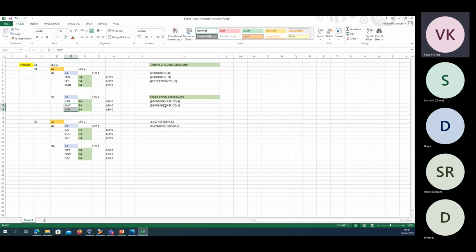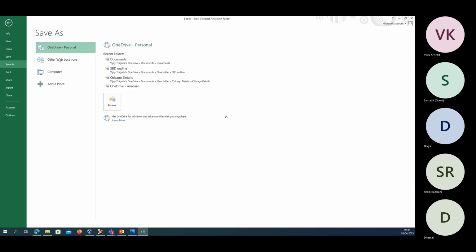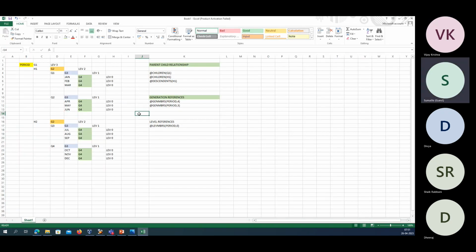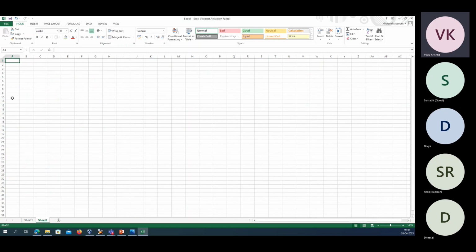Even if I tell the system, give me all the period generation 4 members, you still get all the months. Even if I ask the system, give me all the level 0 members of the period dimension, you still get the months. Understood? Clear? Any questions anyone has got? Divya, Dheeraj? Clear, sir.